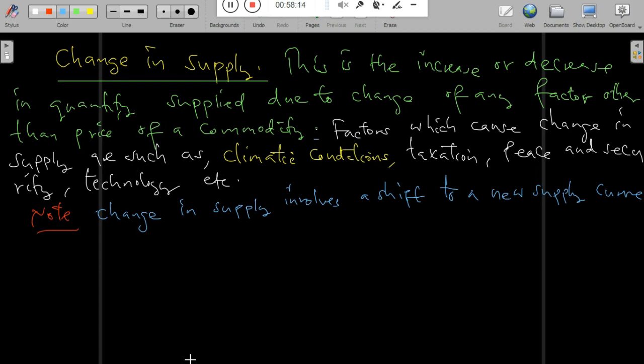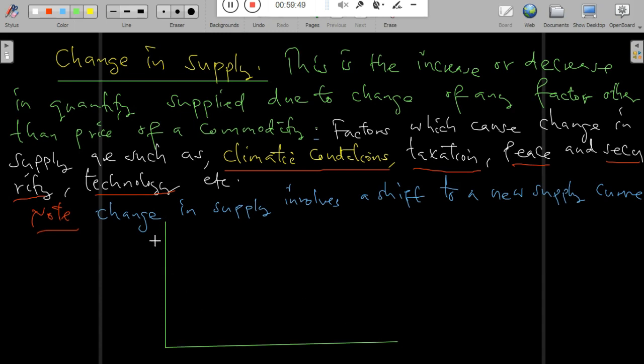After understanding the change in quantity supplied, we now need to differentiate it from another concept, the change in supply. So what is change in supply? This is the increase or decrease in supply due to a change in any factor other than the price of the commodity. Factors which cause a change in supply may include climatic conditions, taxation, peace and security, technology, and so forth. Something to note is that a change in supply involves a shift to a new supply curve.